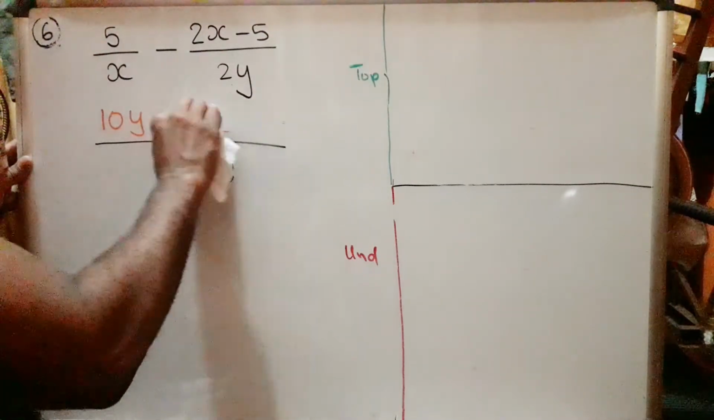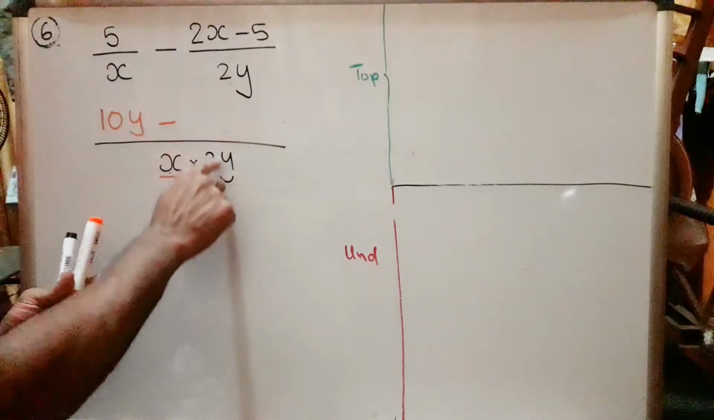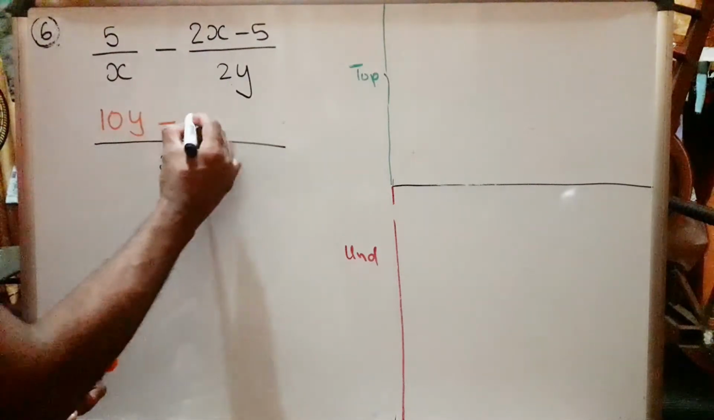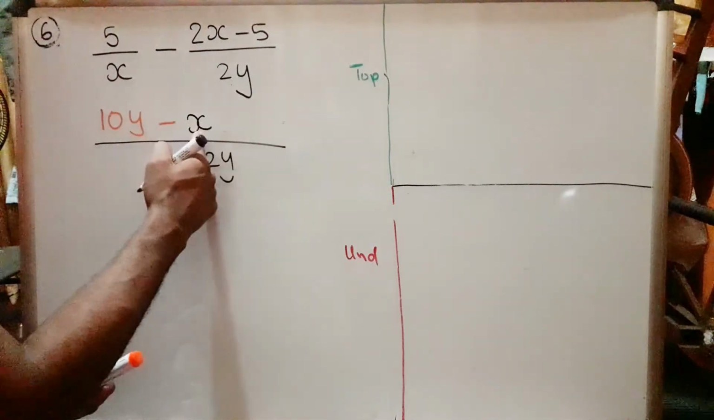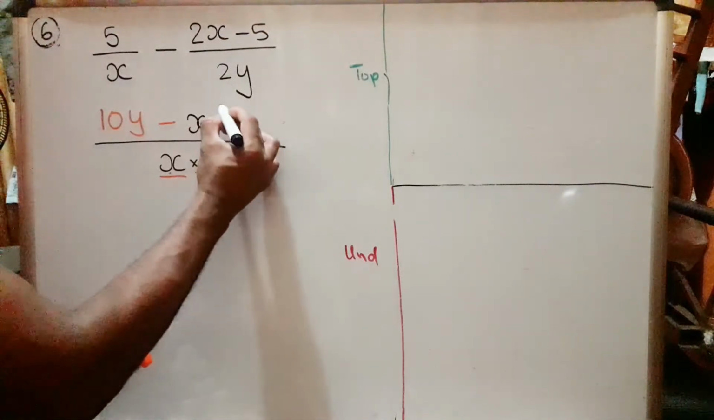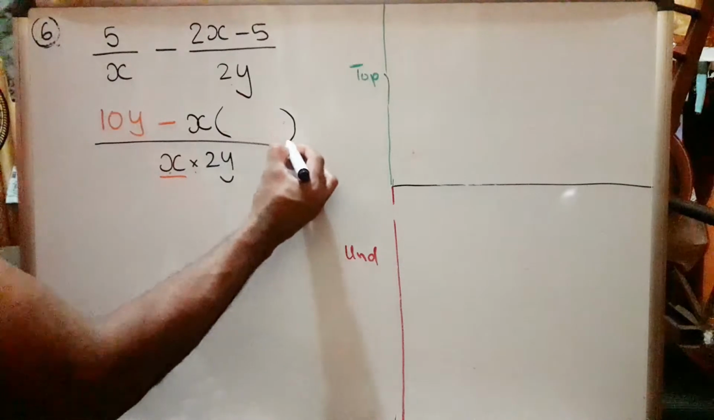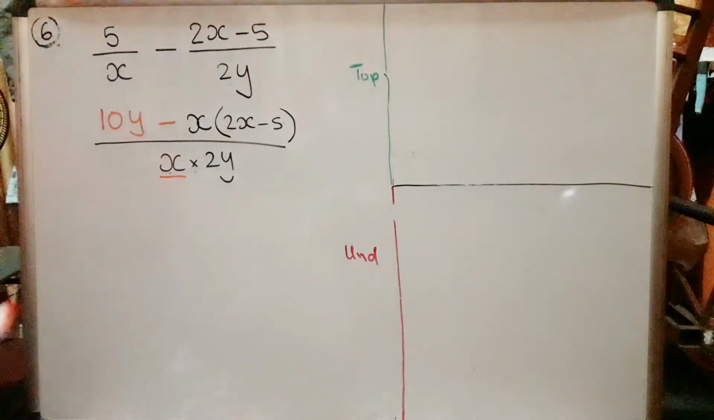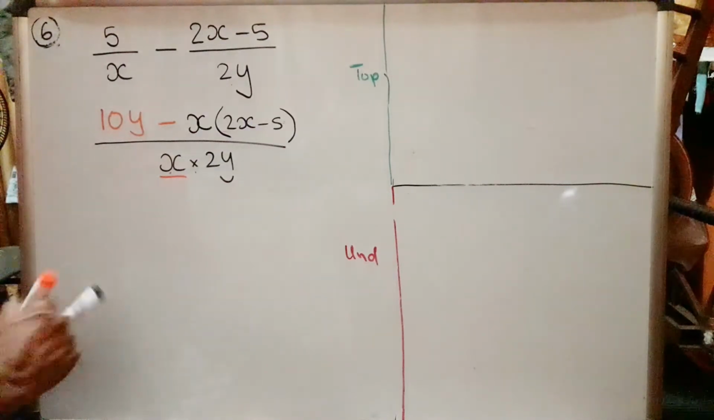Remember, this into this leaves you with x. So we bring down this minus sign. We put the x here. That's what we're left with. And we have to multiply this whole thing by x. But remember, we have to put the whole thing in brackets, which makes a huge difference. Okay, so let's simplify this.